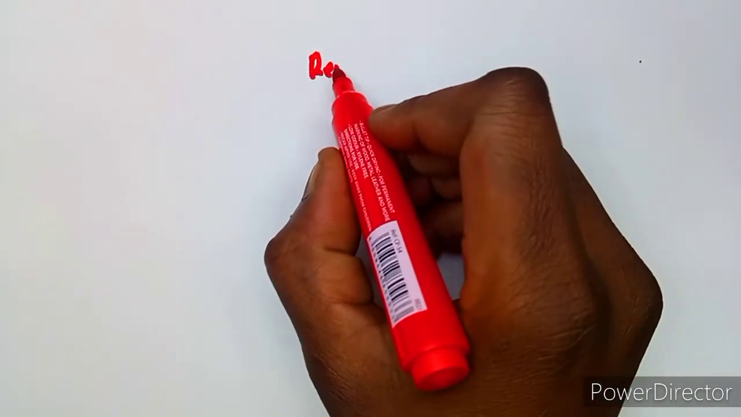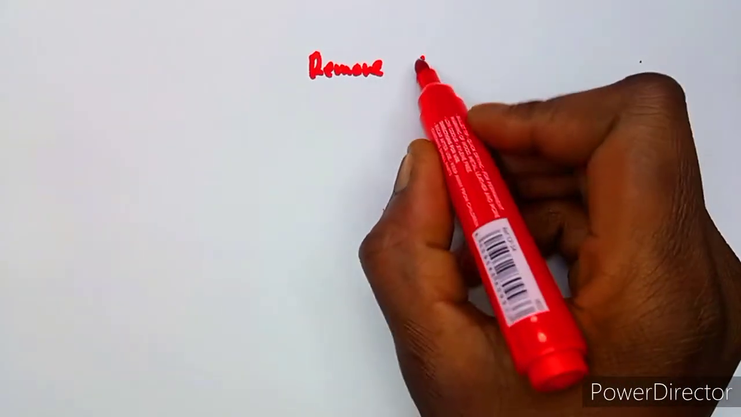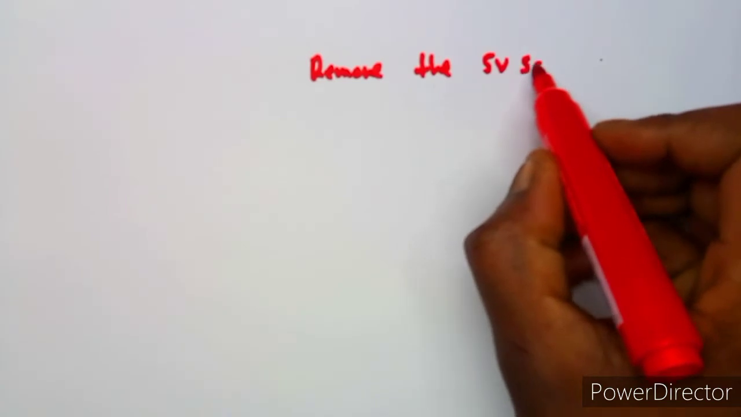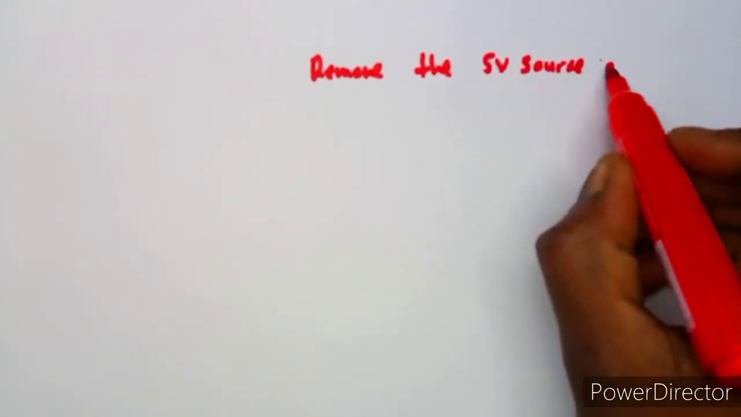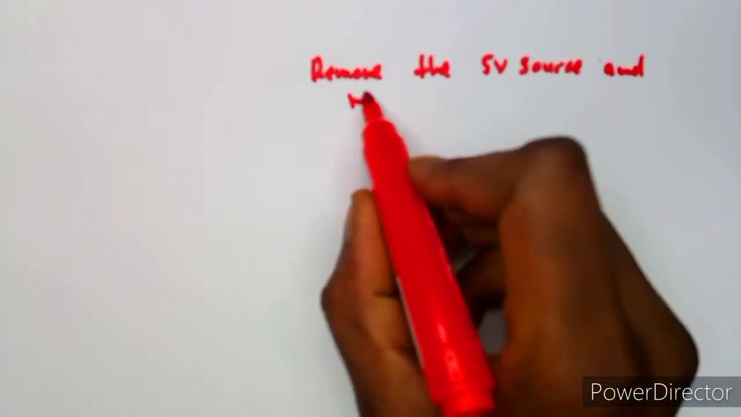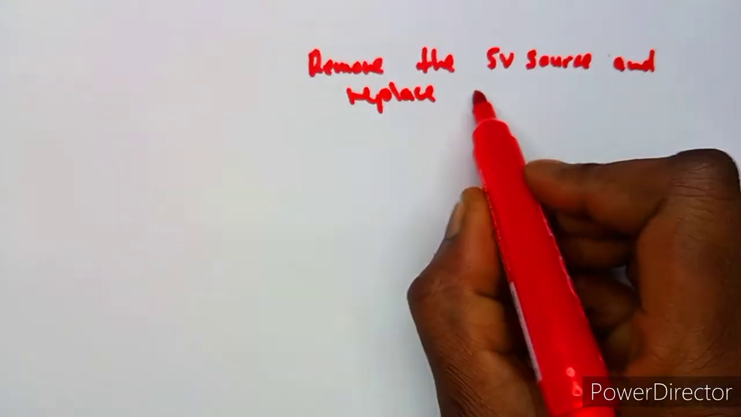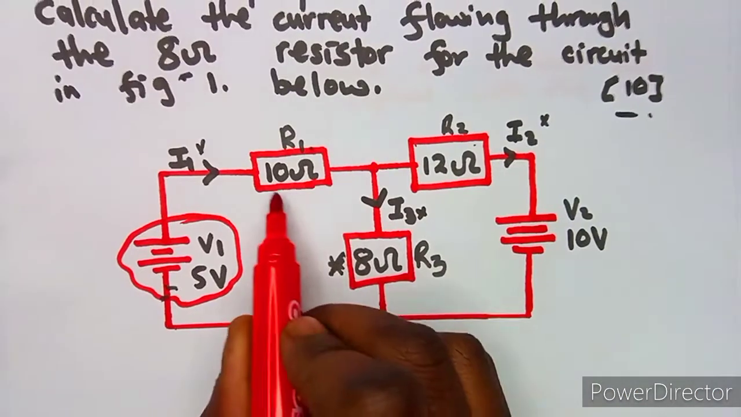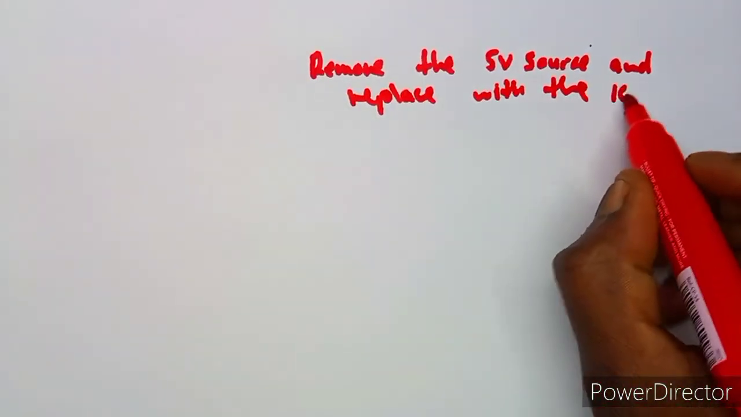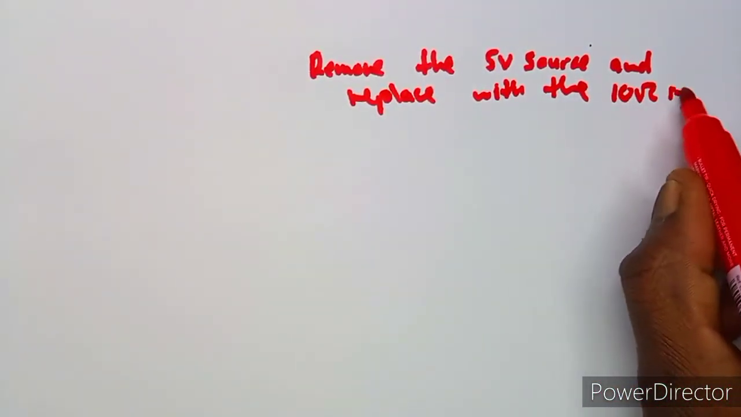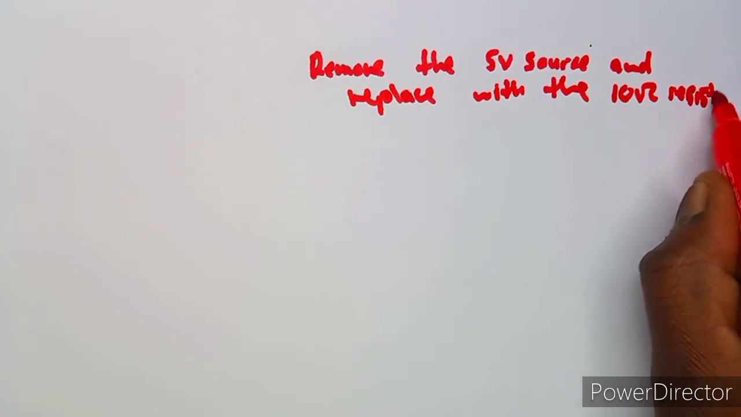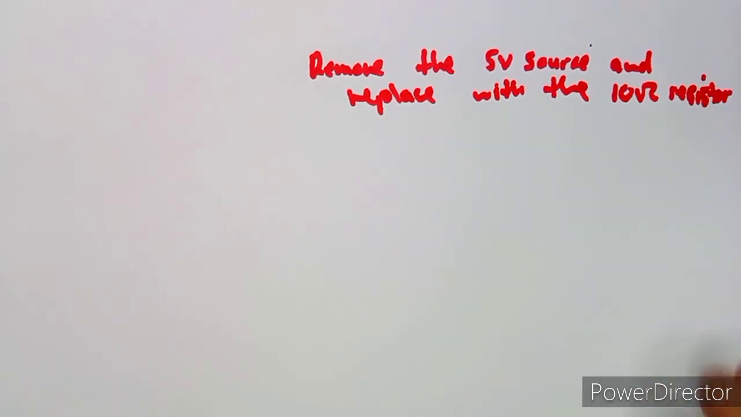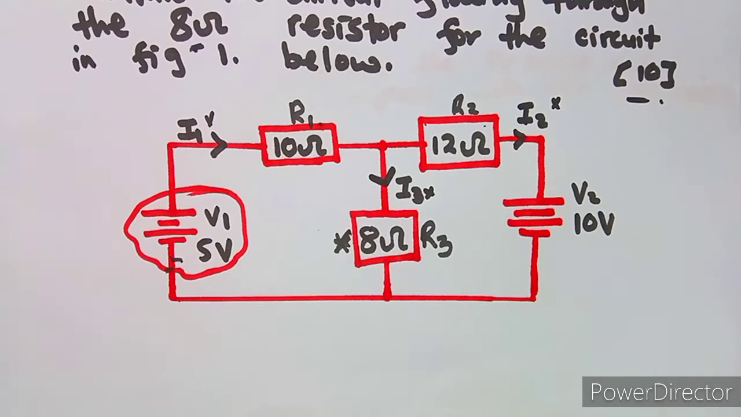So we are going to remove this time the 5-volt source. So this is the 5-volt source that we are given, and replace it with a 10 ohm resistor, which is the internal resistance. So it's the 10 ohm resistor like that. So let's see, guys, what is going to happen.